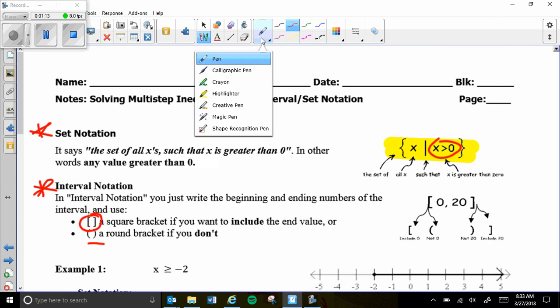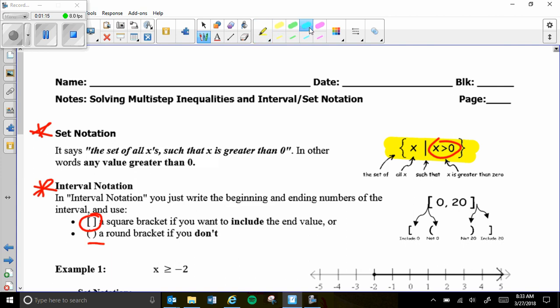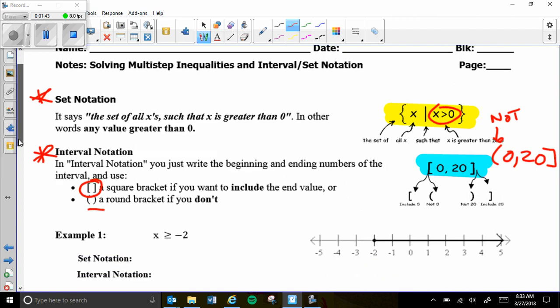So again, we look over here. This says the numbers between 0 and 20, and in this case, 0 and 20 are included because of those brackets. If we had something like this, that parentheses means that 0 is not included, but that 20 is. So you'd see an open circle on 0 and a closed circle on 20. That'll become a little bit more clear as we do some examples here.